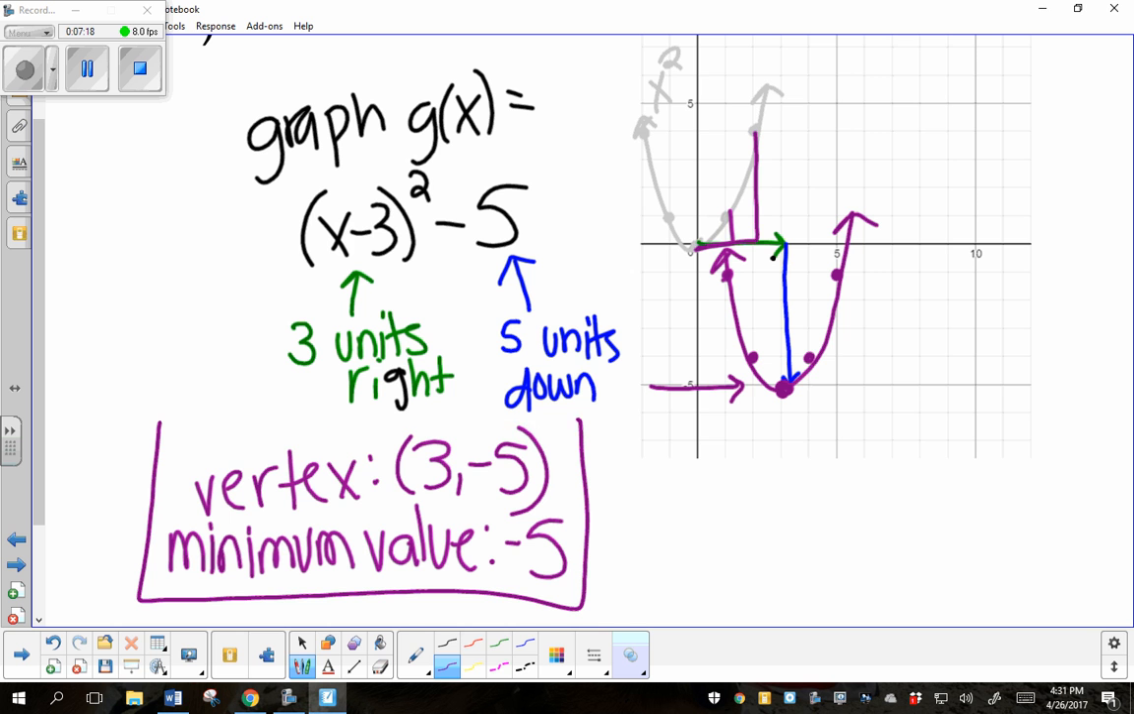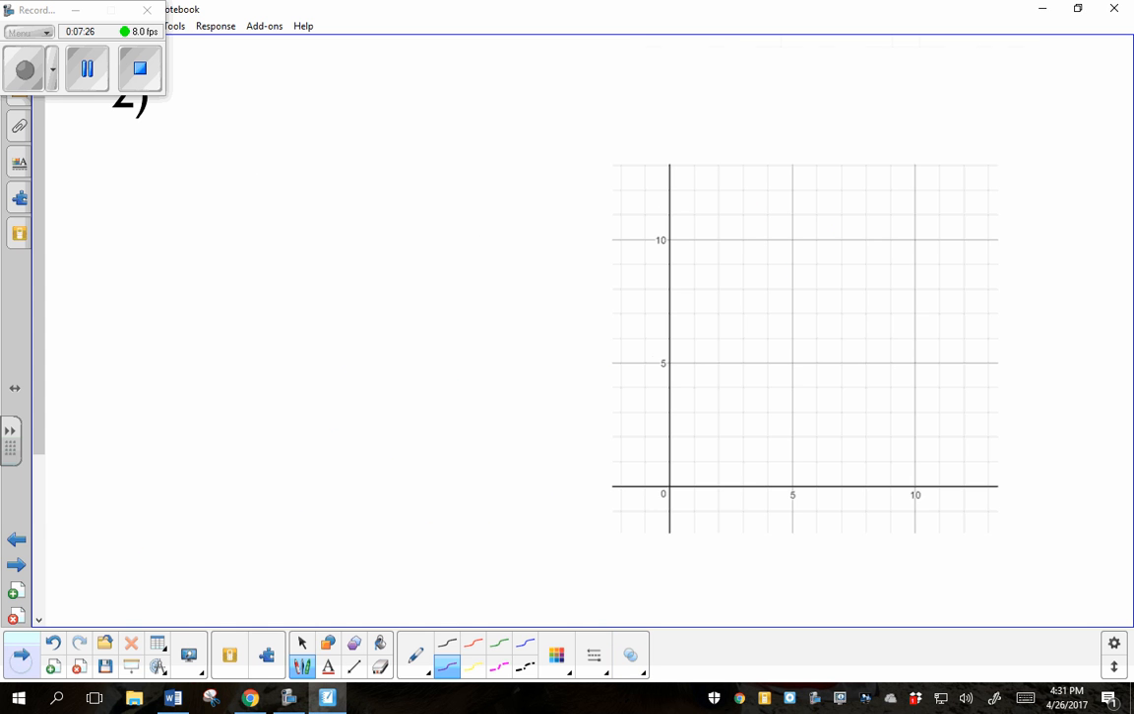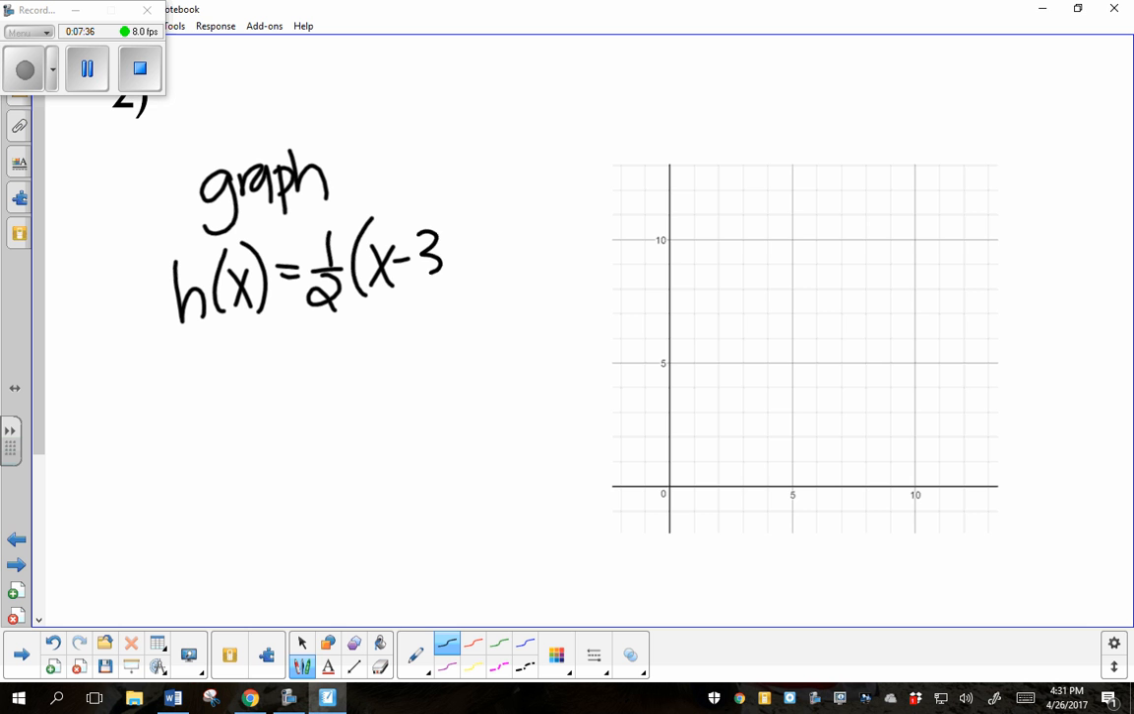So those are two other things they're going to be asking you about. To graph it, tell the vertex, tell the minimum value. All right, pause if you need more time. I've got 2 more examples to do. So our second one, we are going to graph h of x equals 1 half times x minus 3, squaring it, and then we're going to add 6.